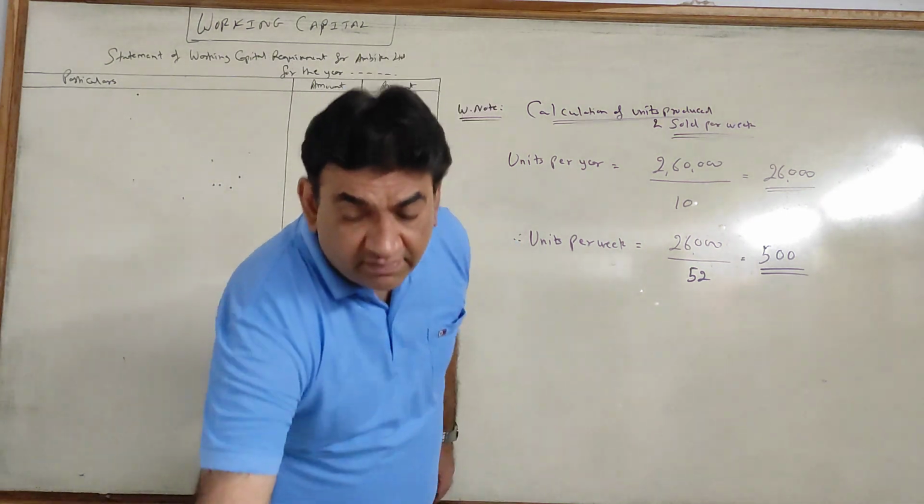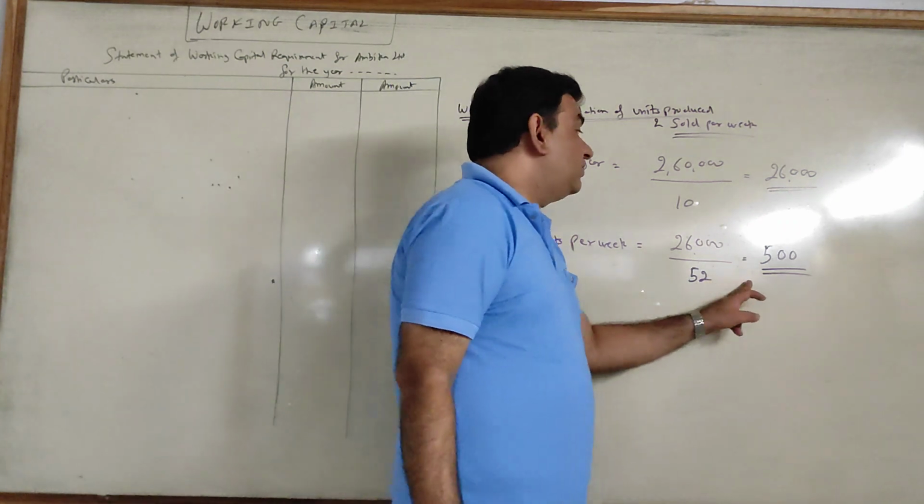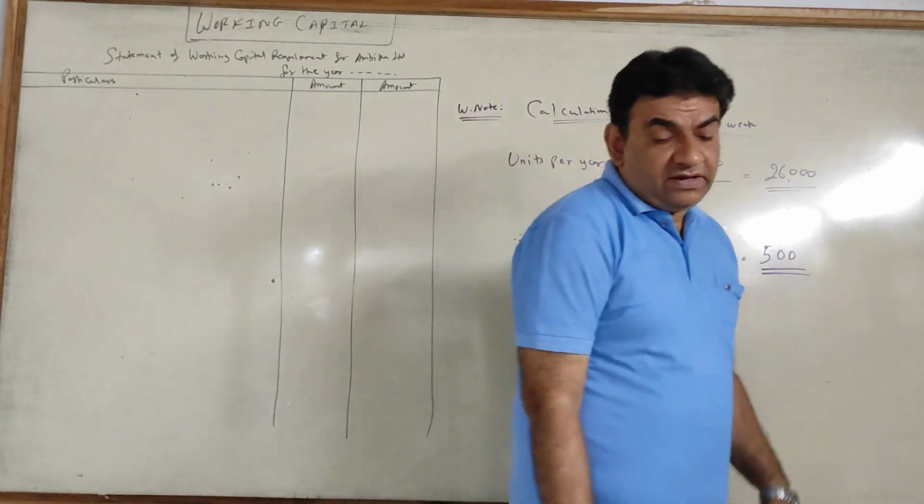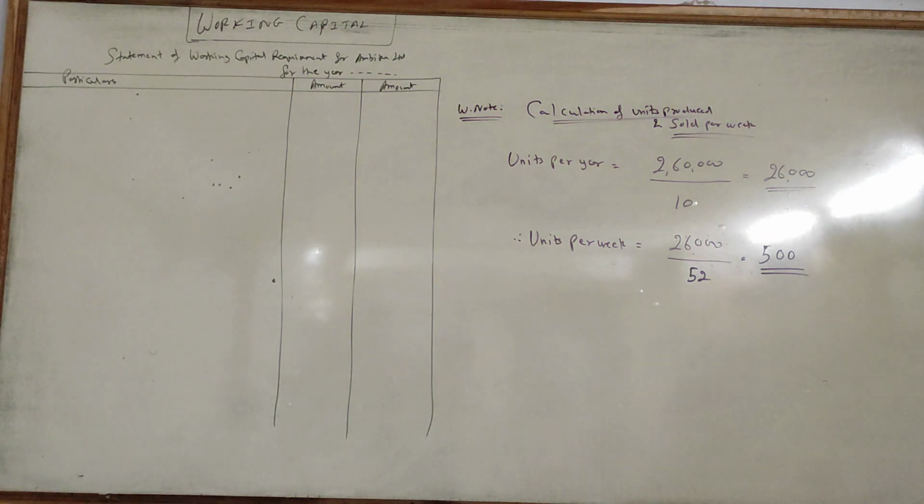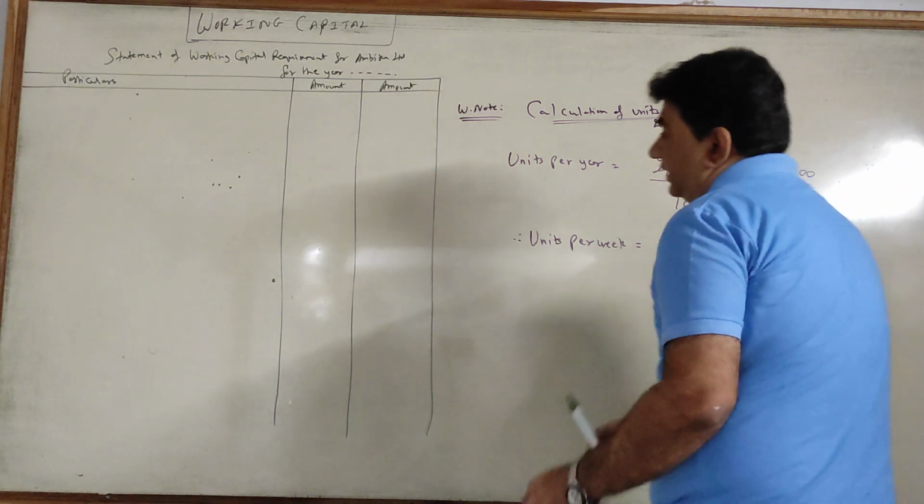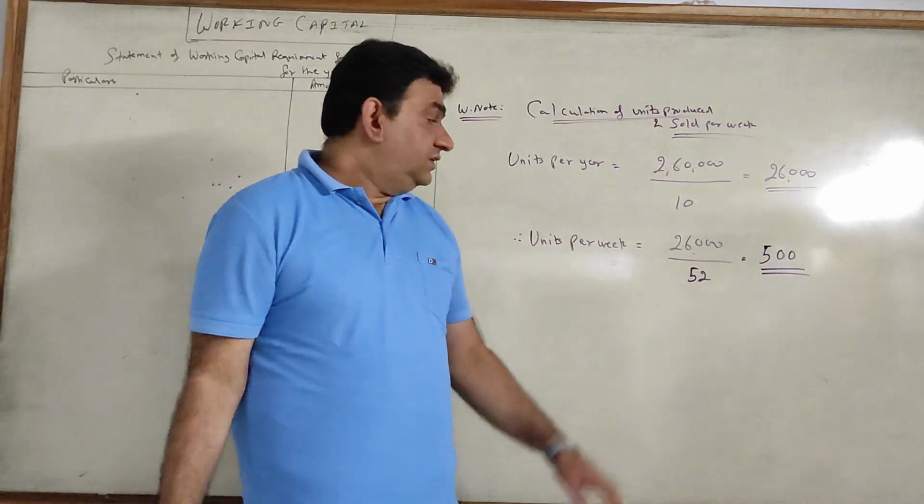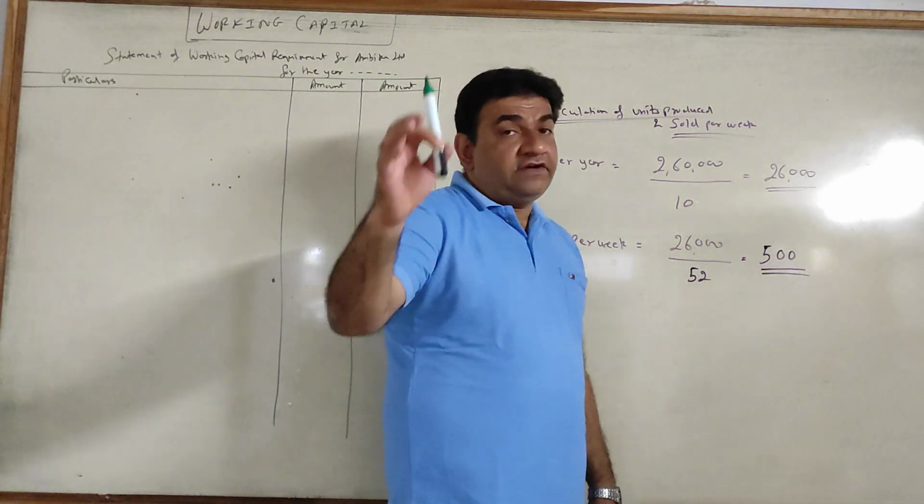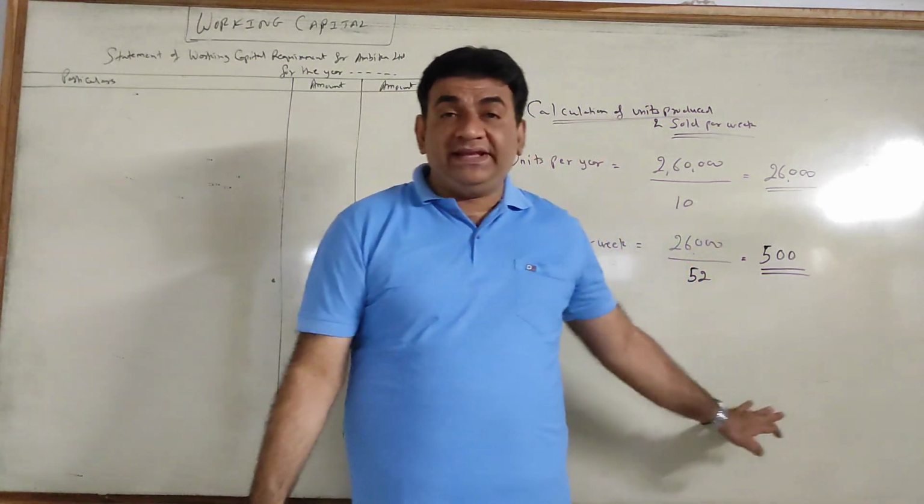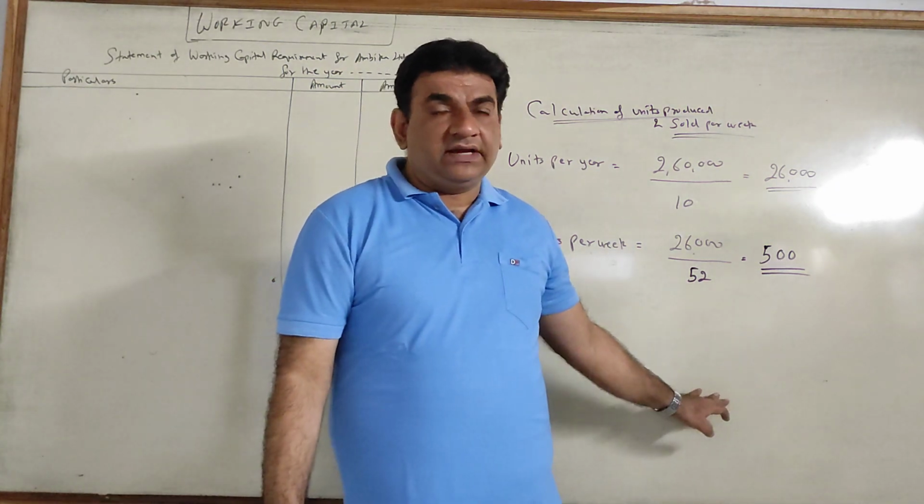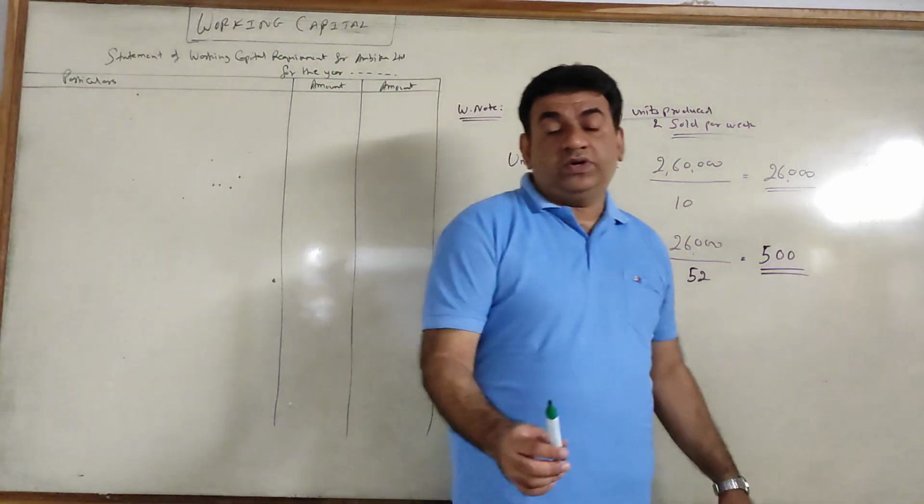This is very important because in each and every calculation, this 500 will be common. I hope it is appearing on the screen properly. Got it, guys? So wherever we don't have the units per week or per month, first we will have to do this calculation. Of course, there are few sums where units won't be there. So in that case, this working will not come, but in the majority of the sums, this working will come.